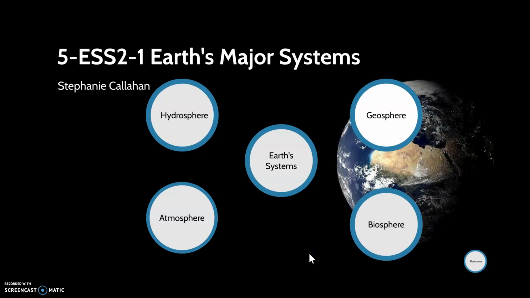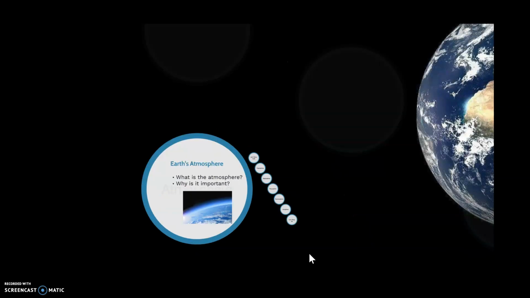Okay, so we've had a chance to talk about the Earth's major systems. So the hydrosphere, the geosphere, the biosphere, and the atmosphere. And you guys had a chance to explore on your own what those systems might entail with your group. And so for this week, we're going to be just focusing on the atmosphere.